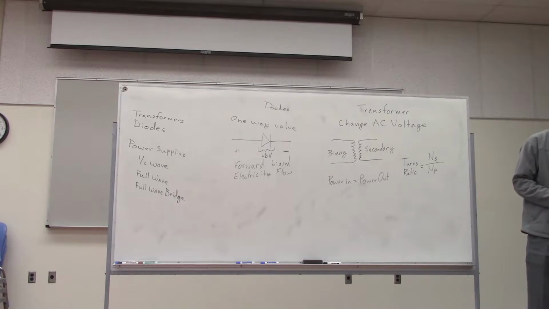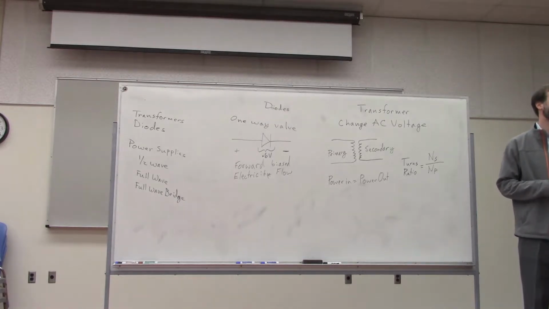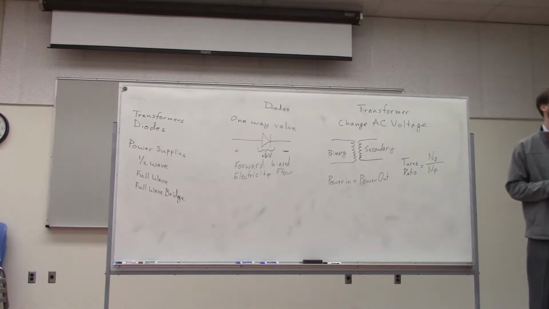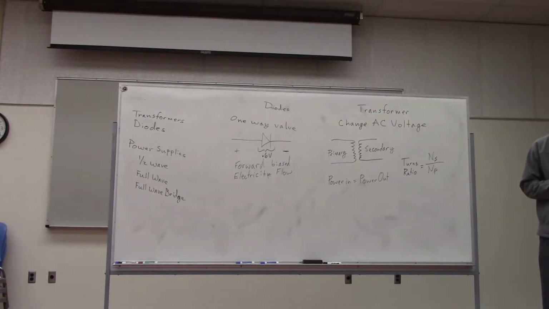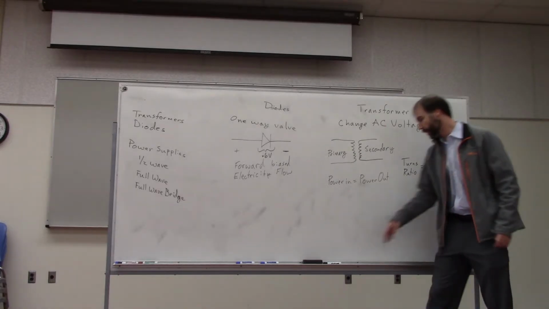And in 312, the ratio was opposite of that, Ns over Np. Why do we do it that way? We could flip it, or just leave it the way it is, 1 to 2. I've seen it both ways.